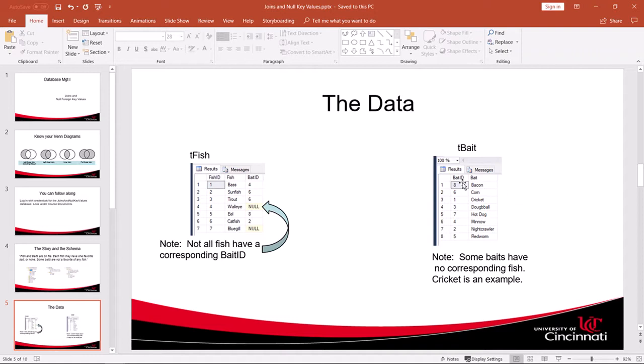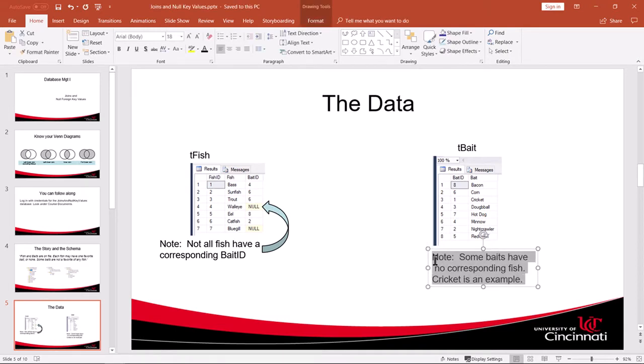And I alphabetized them here, but there are primary keys 1 through 8. I can tell you that not all the baits have a corresponding fish. The reason I know that is because I'm looking at the data. And I, for example, pick cricket.